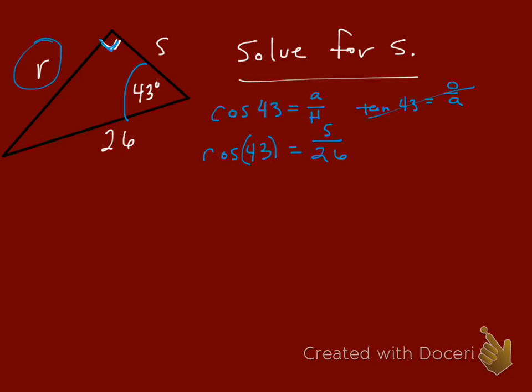Okay, now, just like the last problem, I'm going to multiply both sides by 26. These are going to cancel out, leaving me with S over here. And again, you can hit in your calculator cosine 43, enter, and you're going to end up with something like 26 times 0.7314. Okay, and then you multiply that by 26, and you end up with 19.02 equals S. And again, it depends on where you approximate, but that should be your answer.